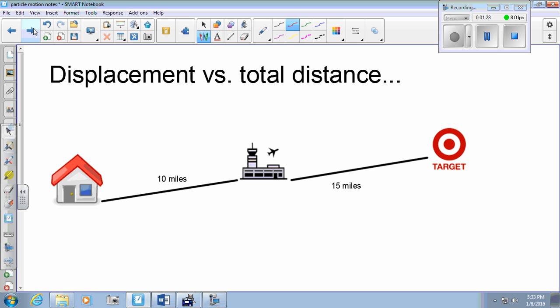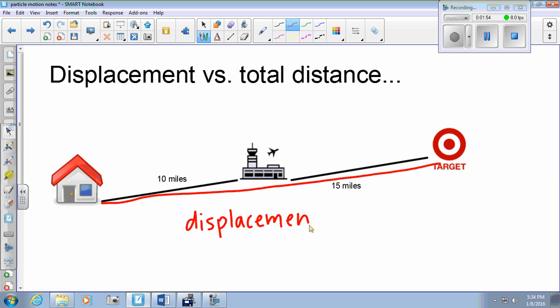Okay, so let's talk a little bit about displacement versus total distance. So let's say I'm at my house in Odessa and I want to go to Target in Midland. And so I'm driving down 191, I leave from my house and I go to Midland. If I go straight there, then I am a distance of 25 miles from my house. Okay, so the displacement would be 25 because I am 25 miles from where I started.